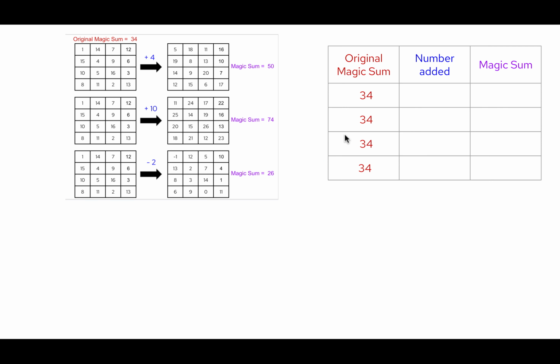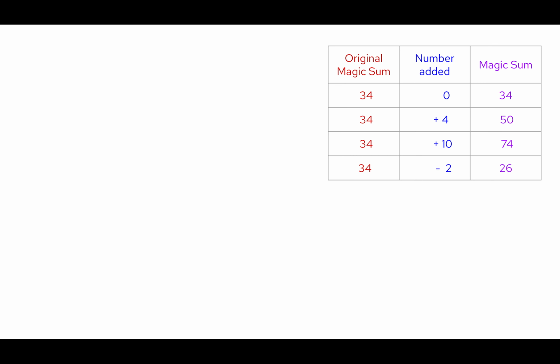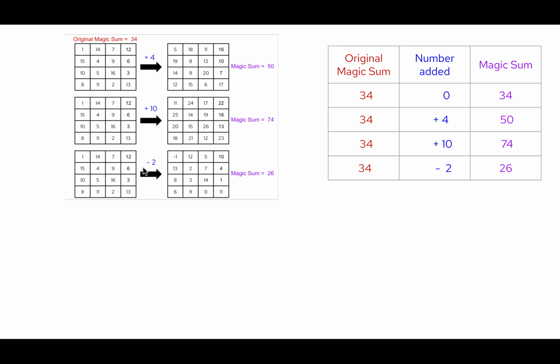So we know that the original magic sum is 34. For the first one, we would add 0, and the magic sum would still be 34. Then our first example that we did, we added 4, and our new magic sum was 50. The next one, we added 10, and our new magic sum was 74. And the last one, we added a -2, and our new magic sum was 26. Now, what is the connection between the number added and the magic sum? Think about what we did before with our 3 by 3. Did you see any patterns?